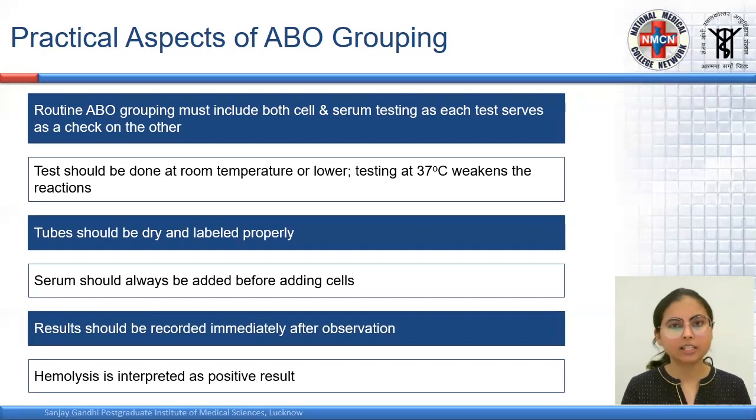First of all, there are 3 methods by which we can test the ABO blood grouping. We'll see all the 3 methods one by one. Labeling is very important while testing for any blood group system. If serum and cell both are to be added, always remember serum has to be added first to the tubes. Results should be observed immediately after the reaction has been performed in case of tube testing, and hemolysis is interpreted as a positive result. Agglutination is also interpreted as a positive result.